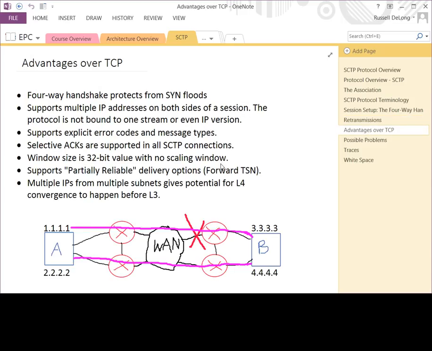So advantages over TCP. Touched on a few of these already. The 4-way handshake protects from SYN floods. It supports multiple IP addresses on both sides of a session. The protocol is not bound to one stream or even one IP version. It can even change these numbers dynamically over the life of the association. You could actually change 1111 in this case to 5555 through an ASCONF, so a configuration change request message to B. It supports explicit error codes and message types. Selective ACKs are supported in all SCTP connections.